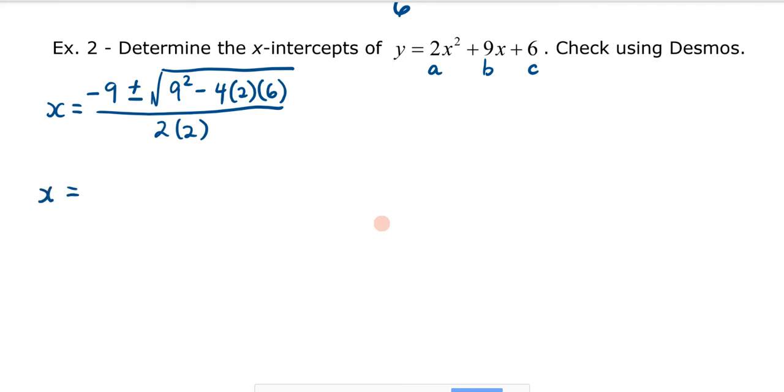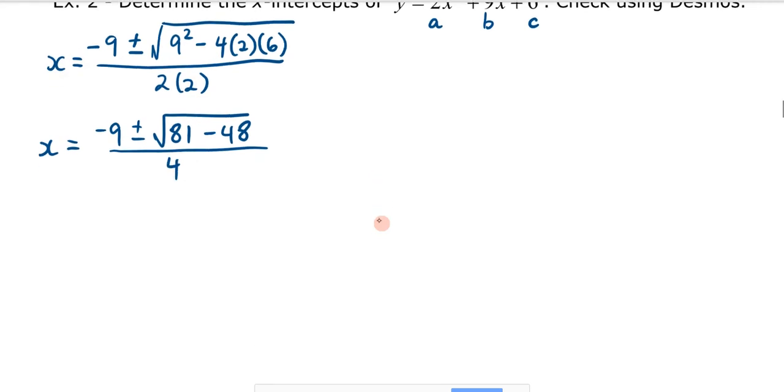Simplifying is my next step, so negative 9 plus or minus the square root of 9 squared, which is 81, minus 4 times 2 times 6, which is 48, all divided by 2 times 2, which is 4 in the bottom. And then my next step, simplify some more. So x equals negative 9, plus or minus the square root of 81 minus 48, which is 33. So the square root of 33 all over 4.